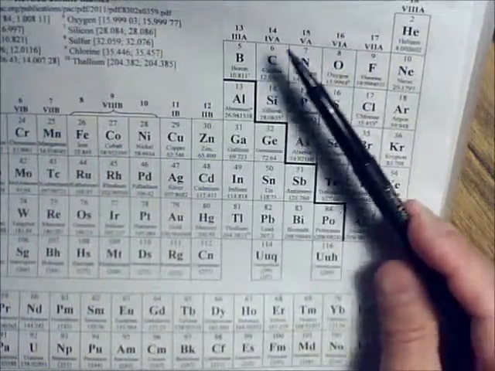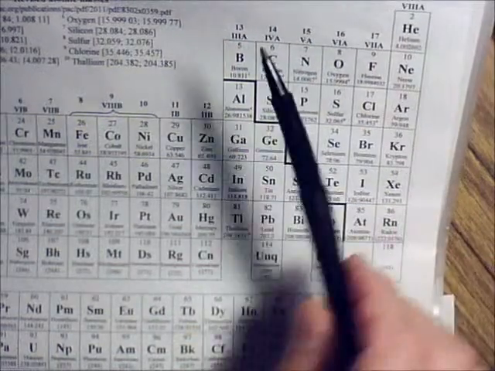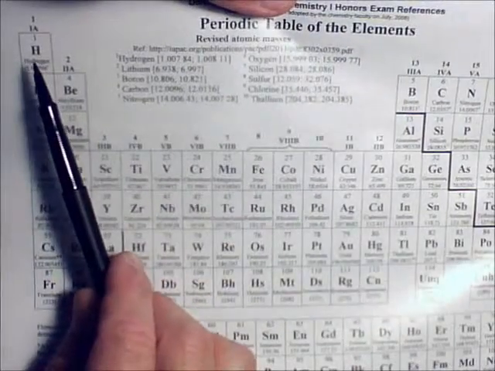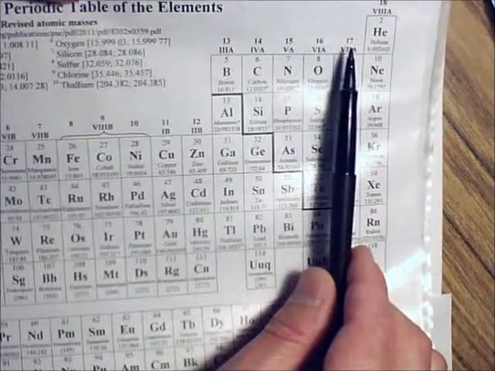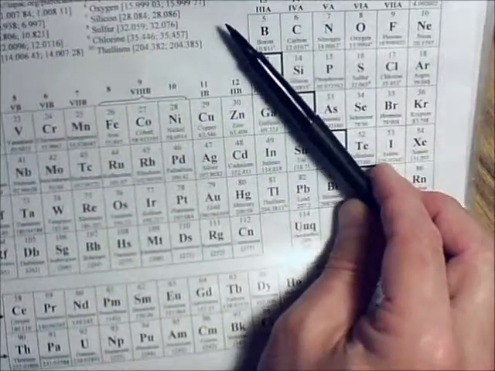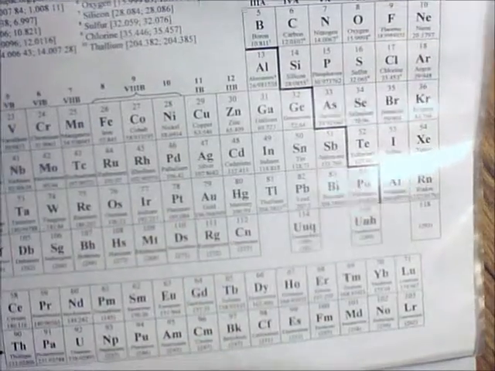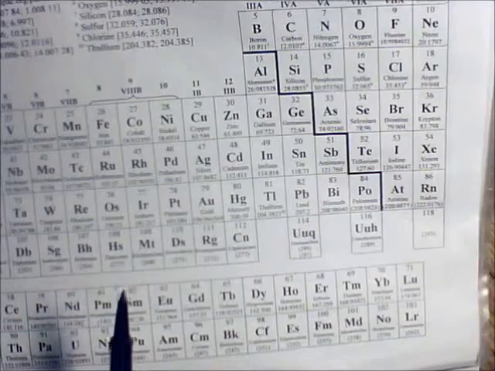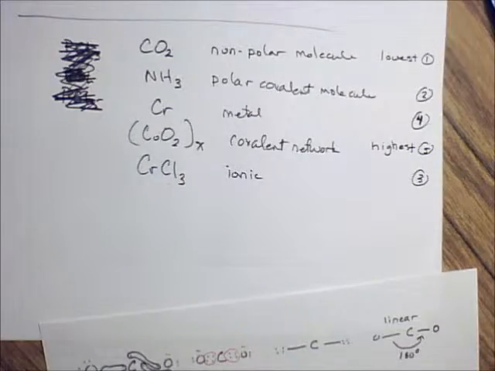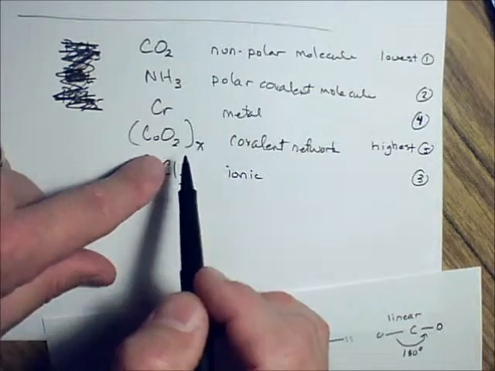Anything on this side is a non-metal, except hydrogen, which belongs right there, so it's also a non-metal. Everything else on this side of that stair step is a metal. That stair step is the dividing line between metals and non-metals. Okay? All right. So this is a metal.